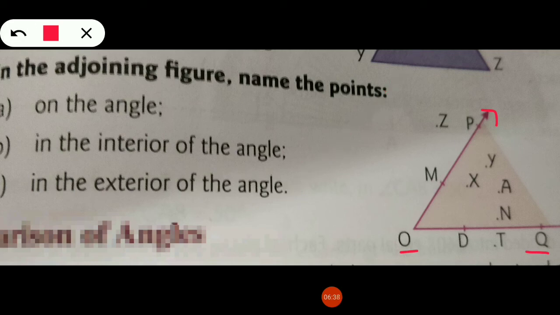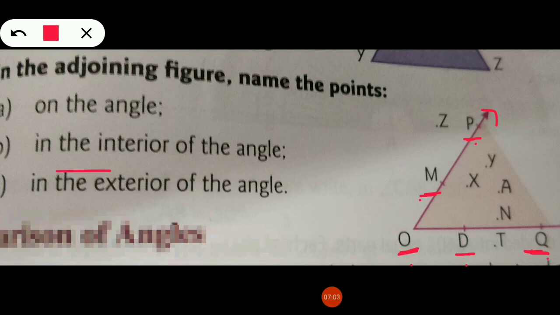On the angle, now look at the picture. On this line there is a point P. On this line there is a point M also. On this line there is point O. There is point D on the line, and there is point Q on the line. On the angle there are 5 points, which are P, M, O, D, Q.